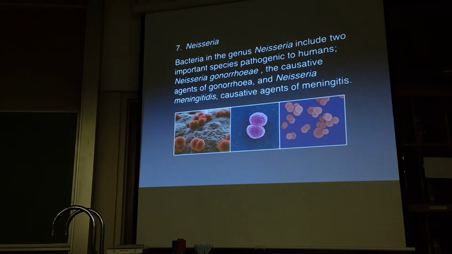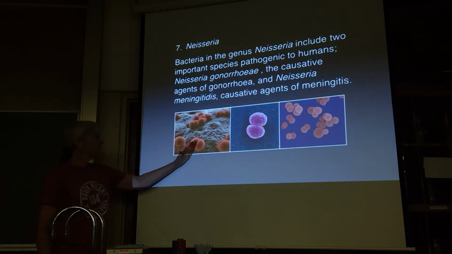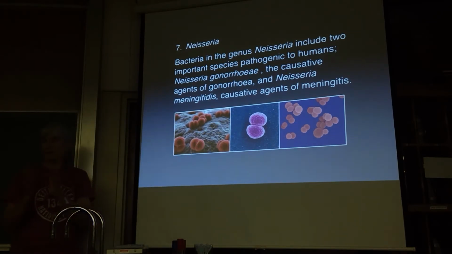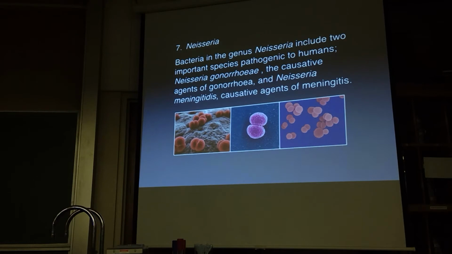These are typically gram-negative cocci in pairs. One of the things you'll notice about these, when you have cocci in pairs, a lot of times where the cells join, they have a flat side. So they're cocci, but cocci that are kind of mashed into one another.